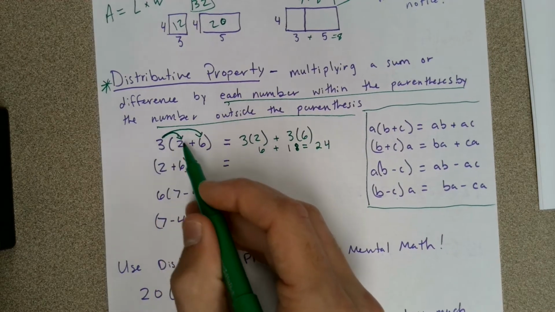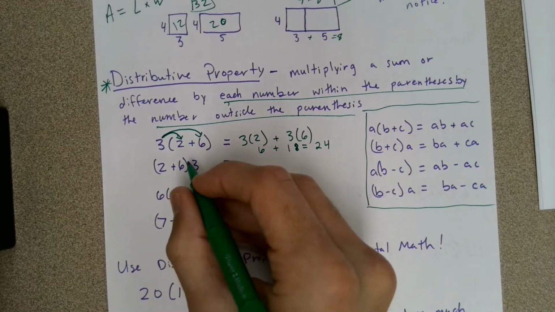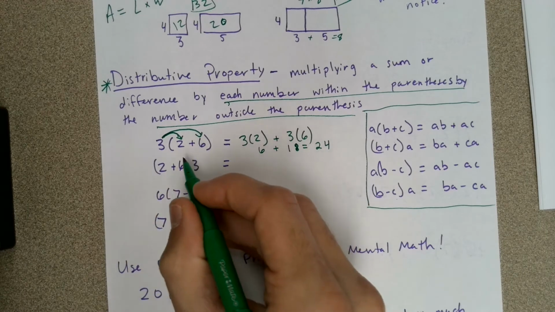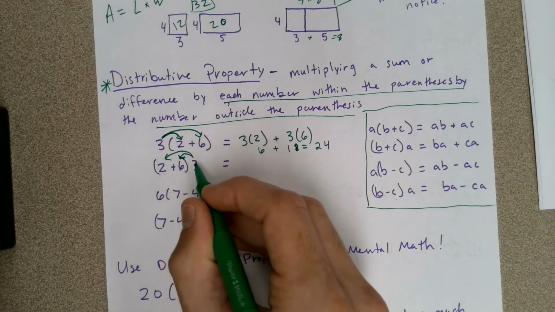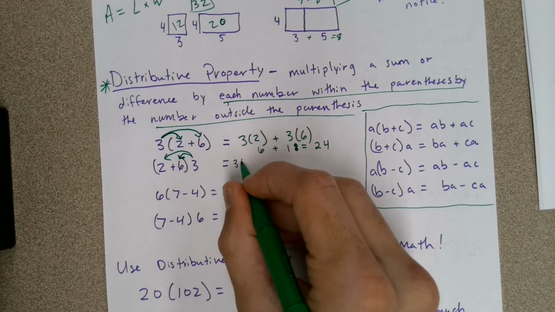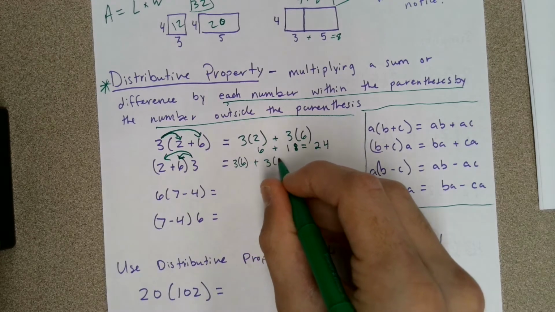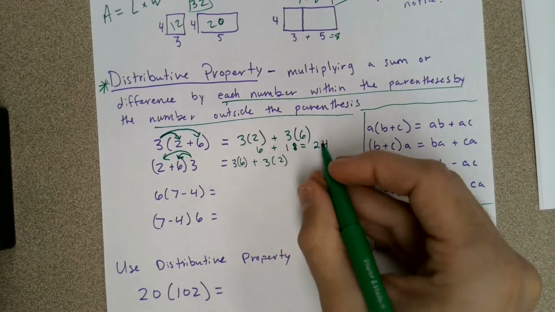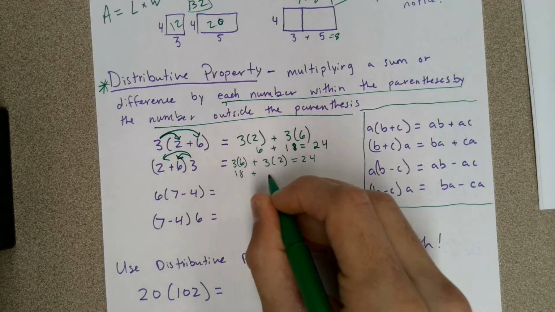I took the outside number and multiplied it by both of the middle numbers. I rewrote. We can do the same thing here. Look at, it's the same problem. If you notice, we're just going the opposite way. Doesn't make a difference. So 3 times 6 plus 3 times 2. Once again, that's going to equal 24. We got 18 plus 6.